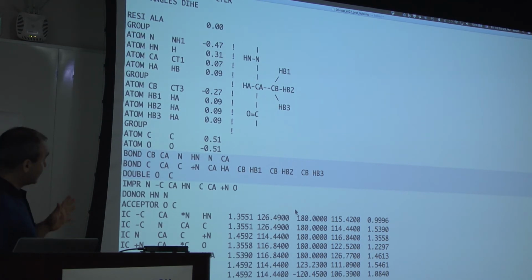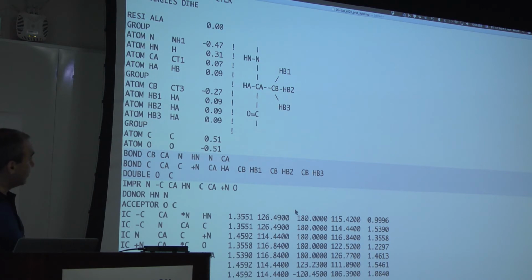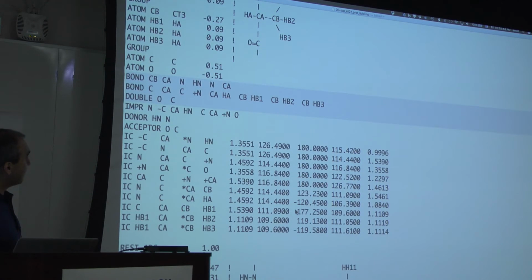So by this point, actually, you're done. If you want to define your own residue, your own drug, your own cofactor, you're done by here. The rest looks very intimidating, is a bunch of IC, or internal coordinate, information. We call it the IC table here.